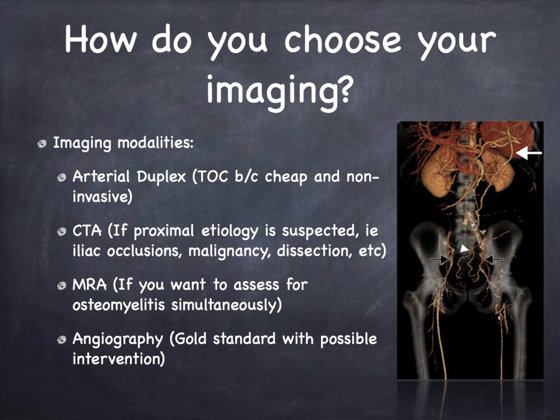And so once you've determined the need for imaging, there are various modalities. The duplex ultrasound is the test of choice because it's cheap and non-invasive. However, it is heavily operator dependent. CTAs are good for identifying proximal blockages. With MRAs, you can look for osteomyelitis at the same time. And angiography is the gold standard because it also provides the most detail as well as the opportunity for intervention.